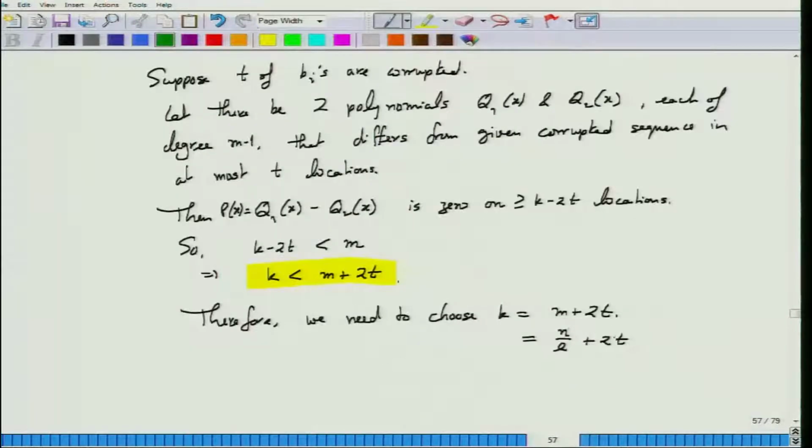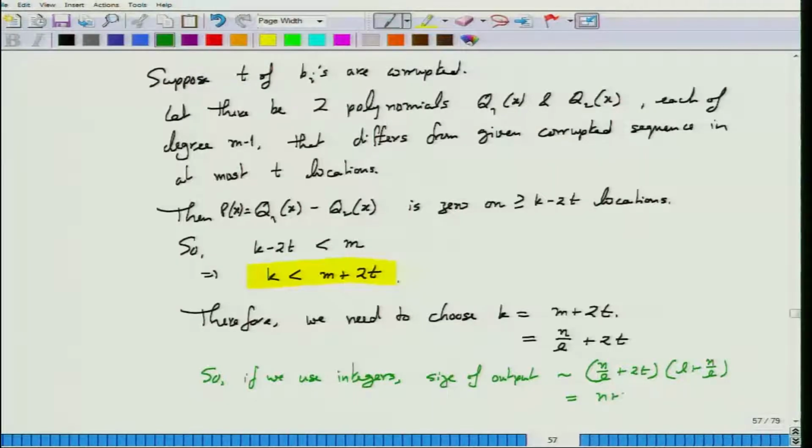And the value of k we derived from here was this. So if we use integers, the size of output is n by L plus 2t times L plus n by L. Okay, and this is n plus 2tL plus n squared by L squared plus 2tn by L. So this is the output size.